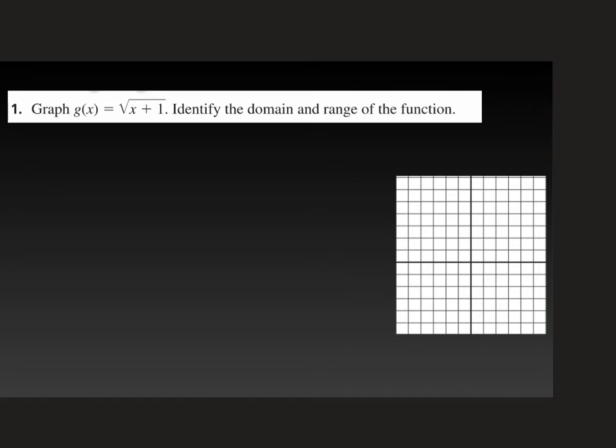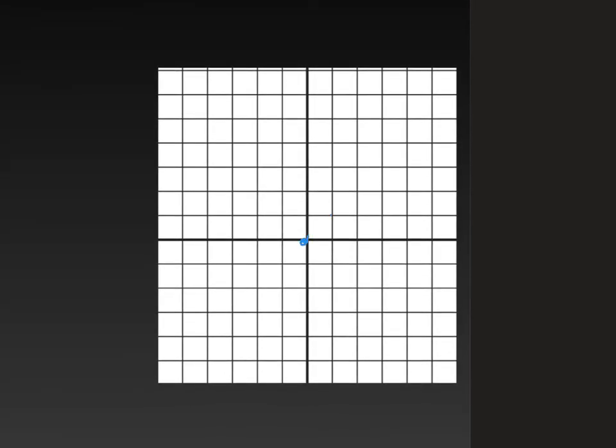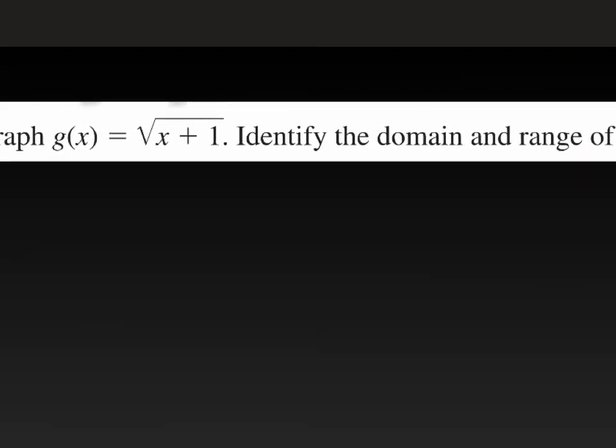All right, so next we have g of x is equal to the square root of x plus 1. Identify the domain and range of the function. So we have to graph and identify our domain and range. So we have a square root graph. That means our 3 points for our parent function are the same as they were before, 0, 0, 1, 1, and 4, 2. This is our parent. So we take our parent and shift it the way that g of x tells us to shift.